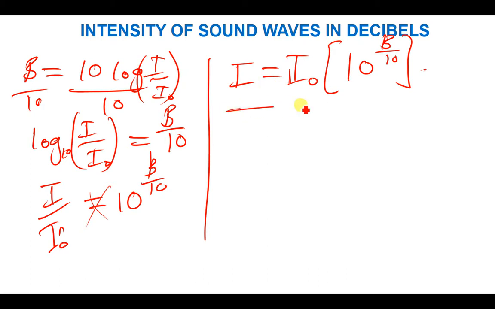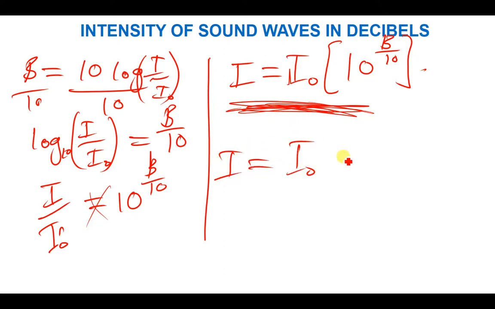So this one is quite short. This is the shortest way you can do that. It's just as simple as this. Yeah, so that's how you make I the subject of the formula. If you want, you can go further than that, where you just say I is equal to I naught multiplied by the 10th root of 10, then everything raised to the power b, which is the beta there.